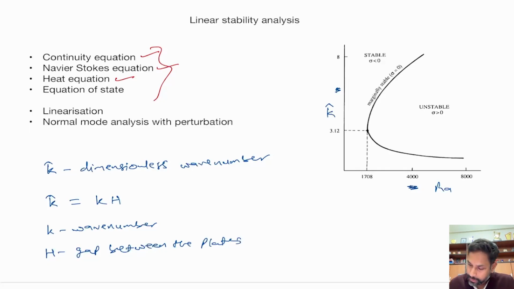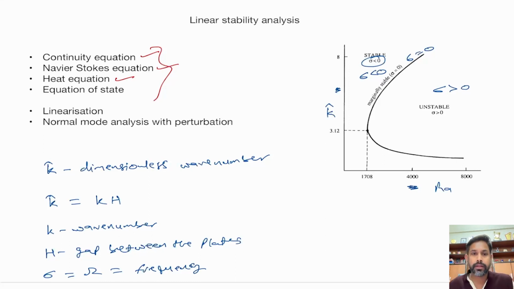Okay, and you also see sigma mentioned here. Sigma is smaller than 0 here. This line belongs to sigma equal to 0. In here sigma is greater than 0. So this sigma is basically equal to omega that we discussed in the case of waves, and that is the frequency, okay, which is used for the normal mode analysis. And if sigma is smaller than 0, then the system is stable. In that case, heat transfer happens only through conduction, and if sigma is greater than 0, then heat transfer happens through convection.